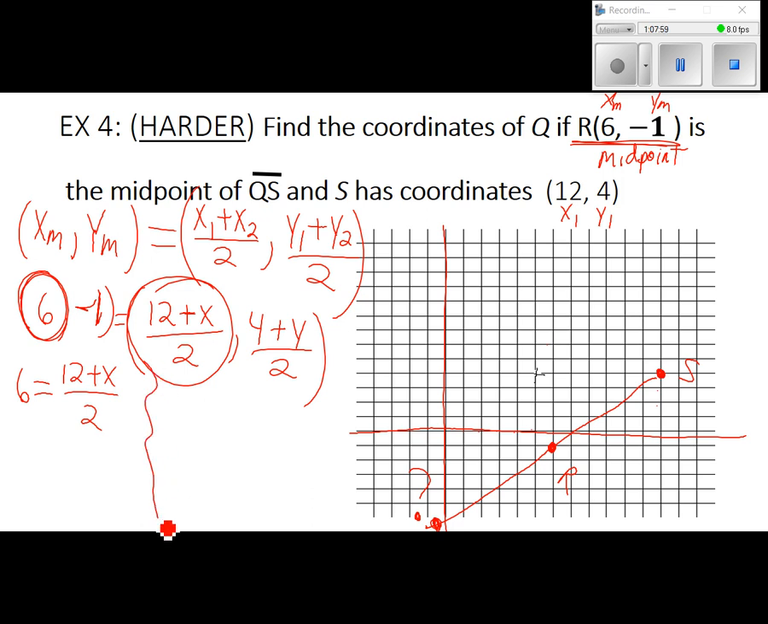Now I'm gonna come over here, and before I solve that, I'm gonna do the same thing for the Y part. So what's our Y part over here? -1, even though you can't probably read mine. What's the Y part on this side? 4 plus Y divided by 2.